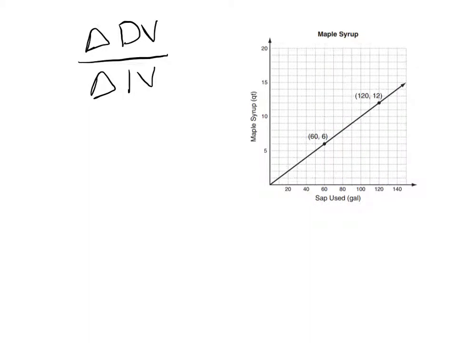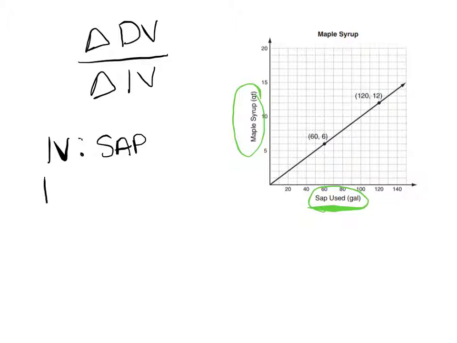Alright, so here we have a graph of some data. And this is data about maple syrup. It looks like here on the x-axis we have amount of sap used, and on the y-axis we have the amount of maple syrup made. So before we can actually find the rate of change, we need to think about what is the independent variable and what is the dependent variable. So the IV, the thing that's in charge, or the thing that you put into an equation, that would be the amount of sap in this case. The amount of sap determines the amount of maple syrup you can make. So the maple syrup is the dependent variable.